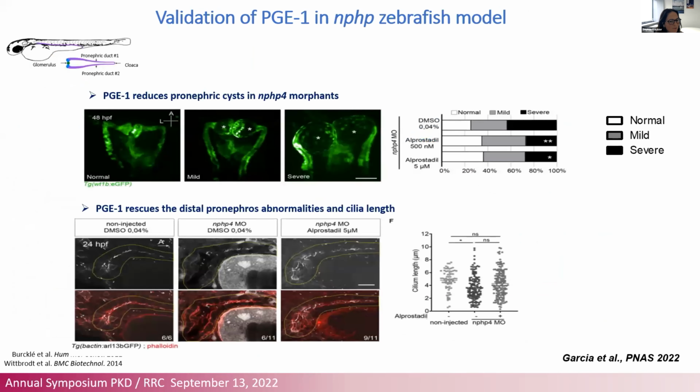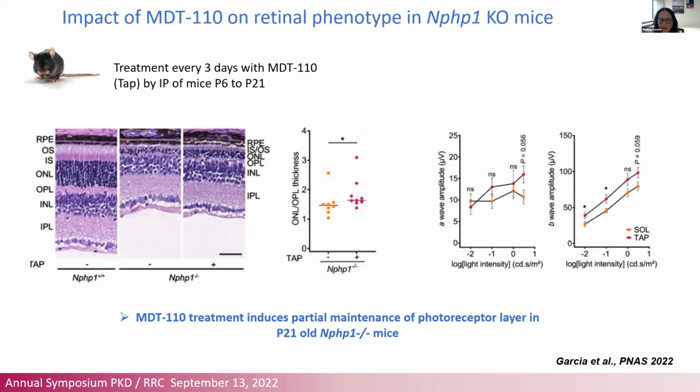I have no time here, but we also showed that in zebrafish, the restoration was occurring with the PG1 treatment. And finally, as the cilia is everywhere, and especially impacting also the retina, we checked if the specific EP2 agonist, EP2 being mainly expressed in the retina, was also efficient in the retina. Of course, I told you that the defect of the retina is very severe, with a complete loss at P21.